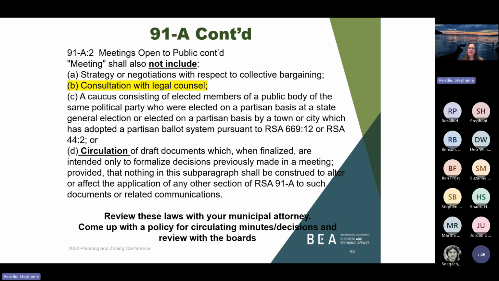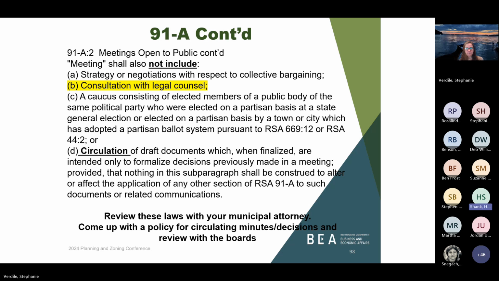Another thing to be aware of when you're dealing with 91A is the circulation of draft documents, which, when finalized, are intended only to formalize decisions previously made at a meeting. Again, work with your municipal attorney and come up with a policy of how you're going to be circulating materials, whether that's minutes, whether that's notice of decision to the chair or the vice chair. But you've got to be careful. Again, make sure that you're not in violation of 91A and not have planning board members communicate.